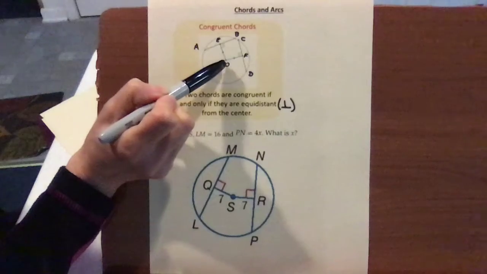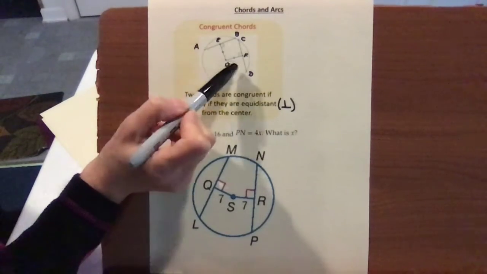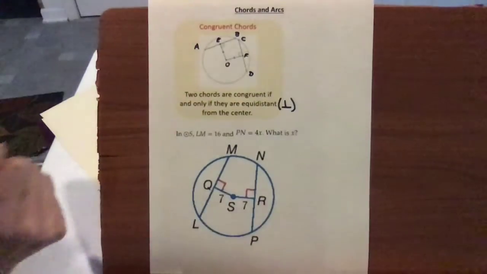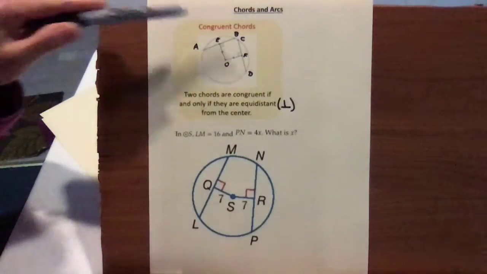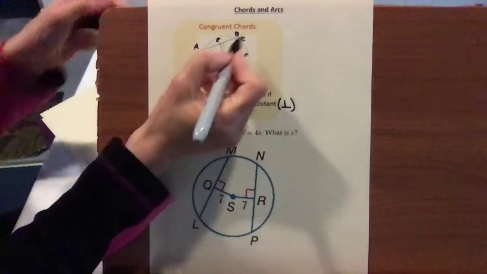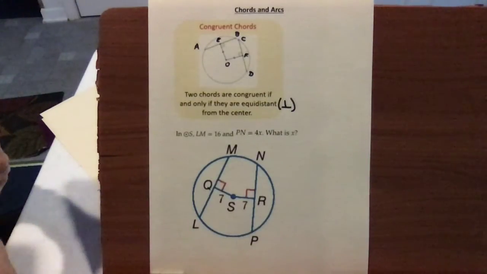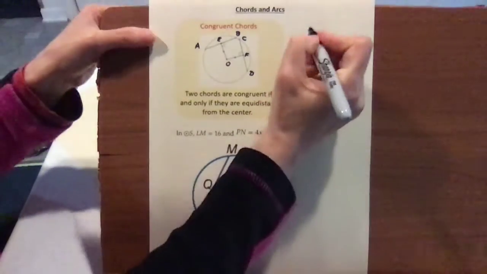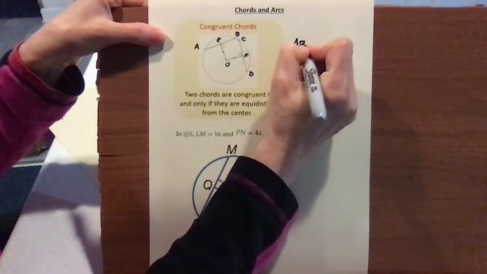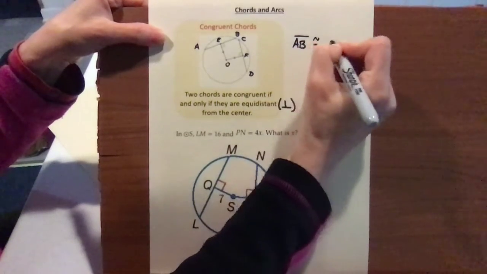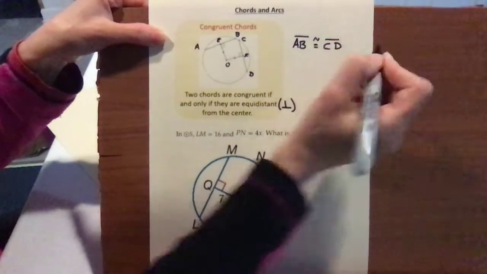Circle O, segment OE is congruent to segment OF. Because they're congruent, and it is the perpendicular distance to the chords AB and CD, then what we know is that segment AB, chord AB, is congruent to segment CD, or chord CD.